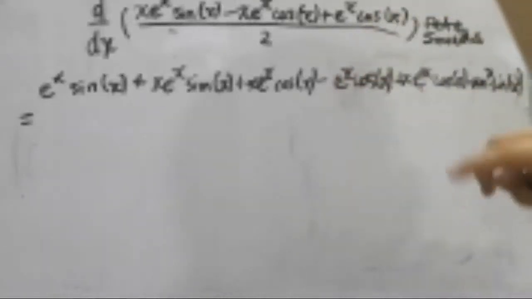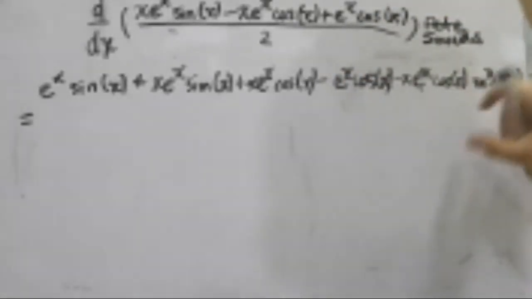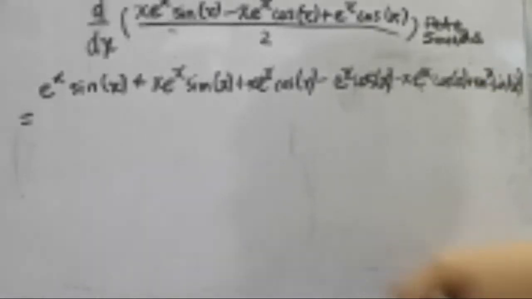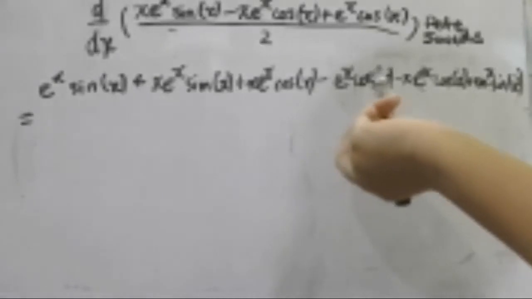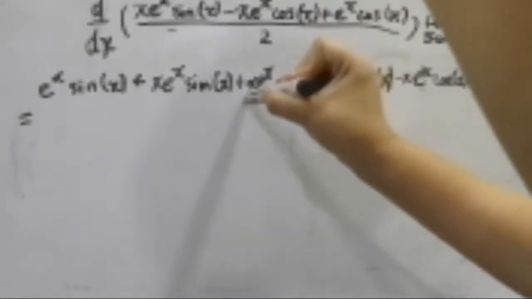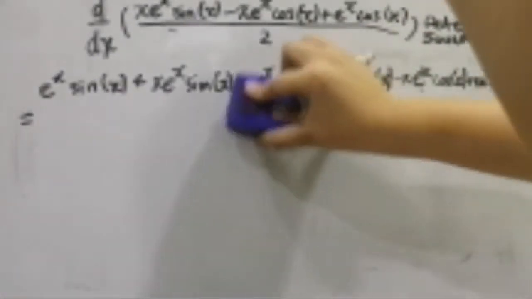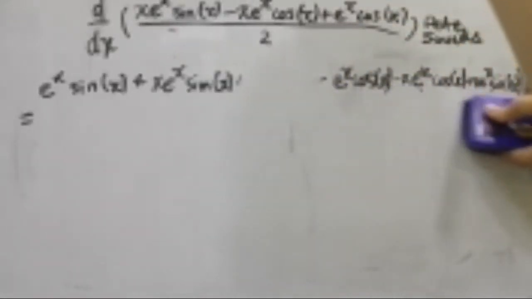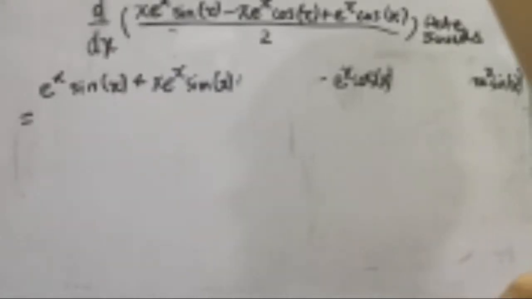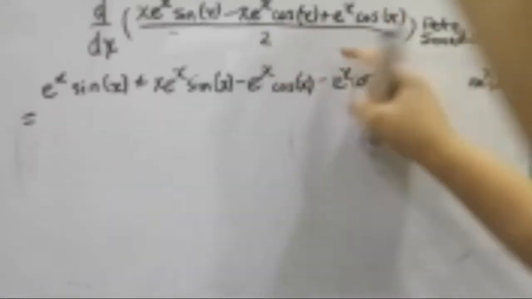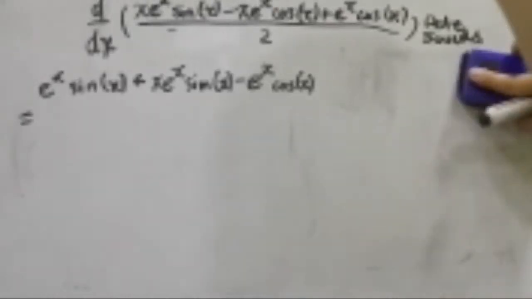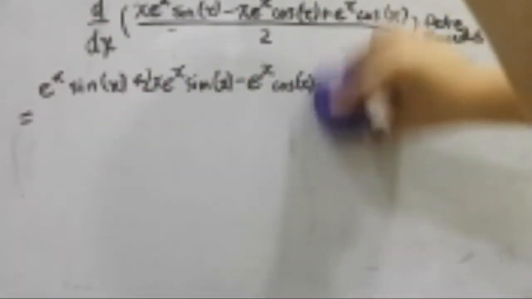So we erase these brackets, and then this one will become minus, this one will become plus. Let's see if we can cancel anything yet. There is x e to the x cosine of x and negative x e to the x cosine of x, so we can cancel those out. So we take this, subtract e to the x cosine of x. Then we add x e to the x sine of x, which gives us 2e to the x sine of x.